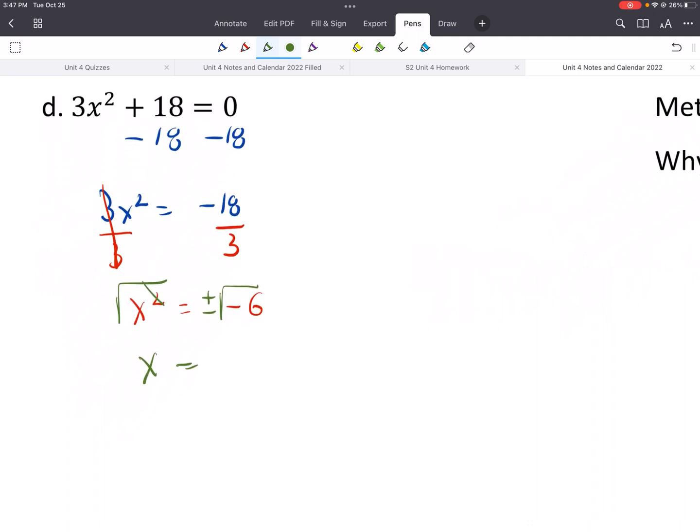Sorry, I should probably make these bigger for you because you might be on a phone. So we get plus or minus i square root of 6. Again, we have a negative inside, so we'll make that be i. And we can't simplify the root because it's just 2 and 3, so no groups.